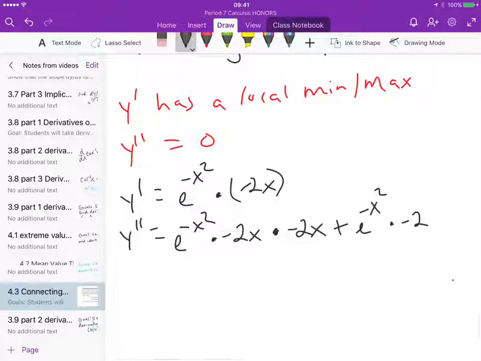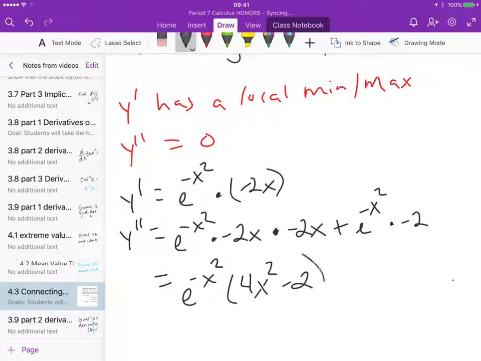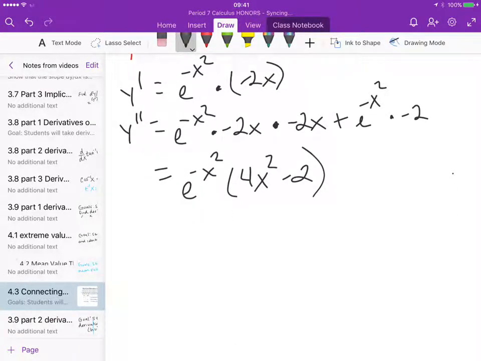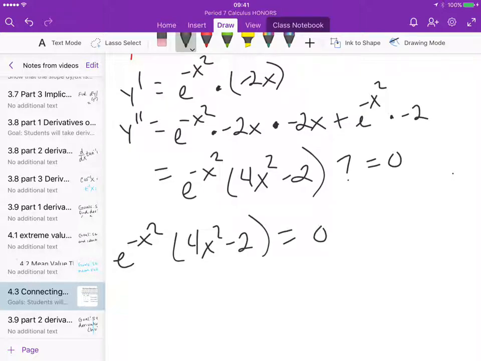Simplifying this all together, we see that the second derivative is e to the negative x squared multiplied by 4x squared minus 2. I factored this out just so we can see a little more easily when this is going to equal 0. So our goal here is to find out when this will equal 0: e to the negative x squared times 4x squared minus 2 equals 0.